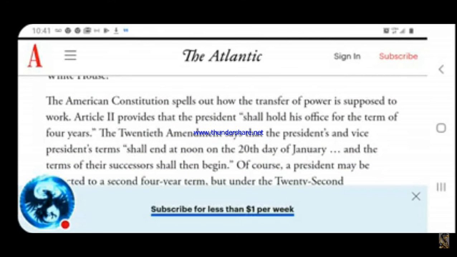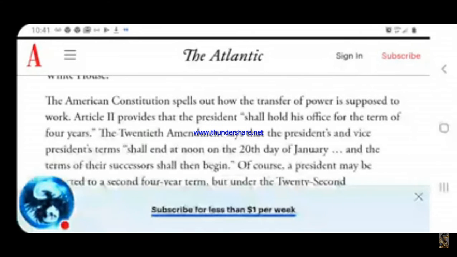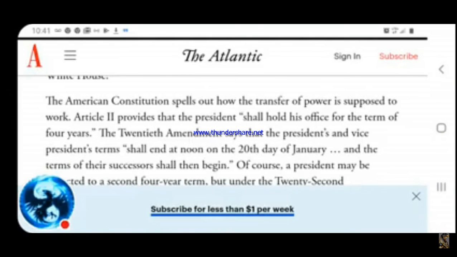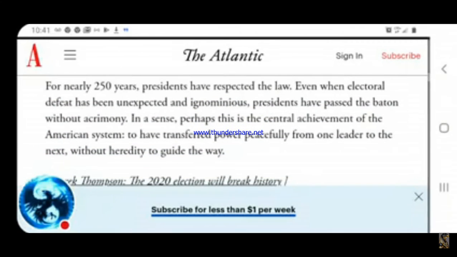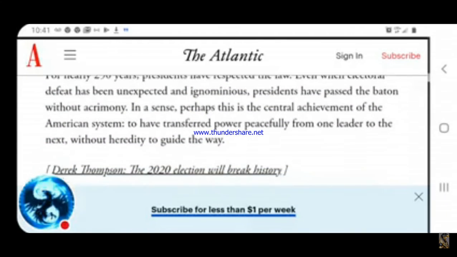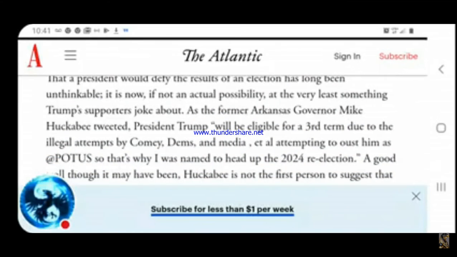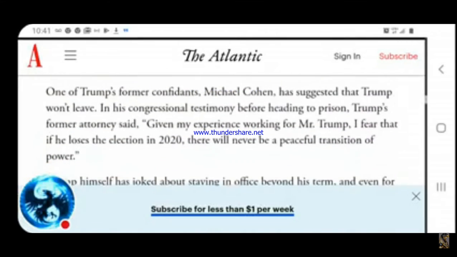The American Constitution spells out how the transfer of power is supposed to work. Article 2 provides that the president, the 20th Amendment says that the president and vice president terms shall end at noon on the 20th of January. Blah, blah, blah. 250 years, presidents have respected this law. Of course, Trump has basically said that he is not going to.